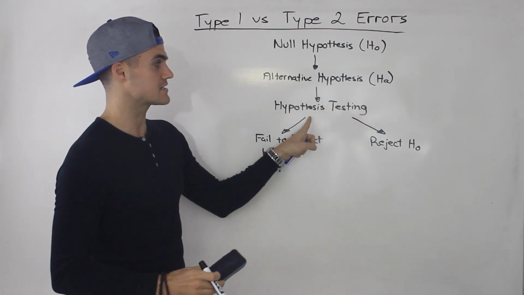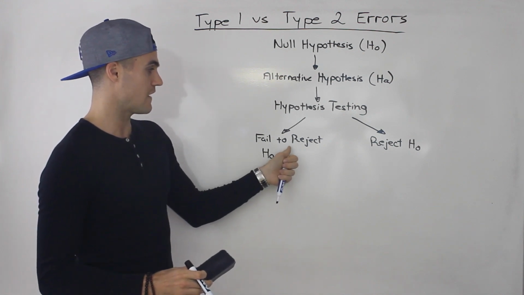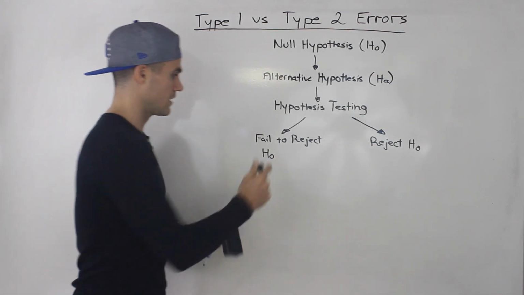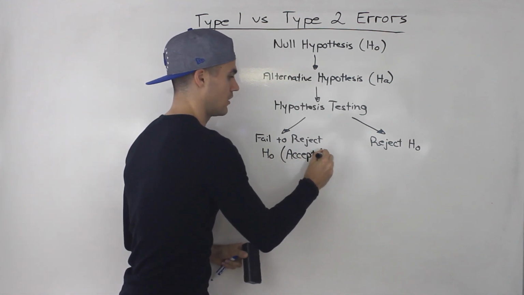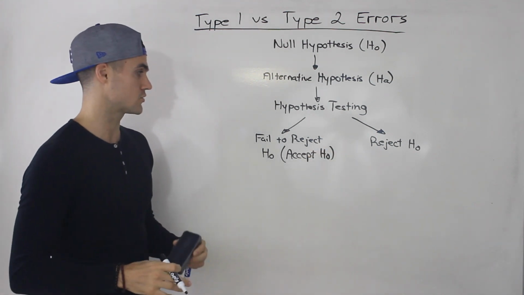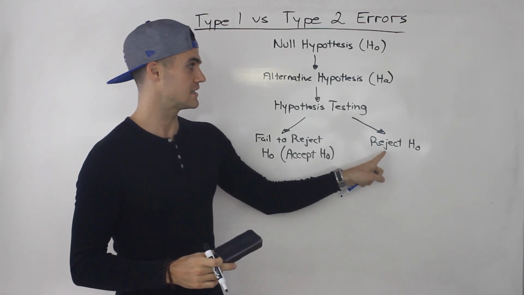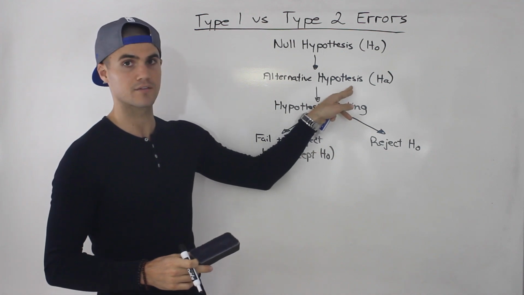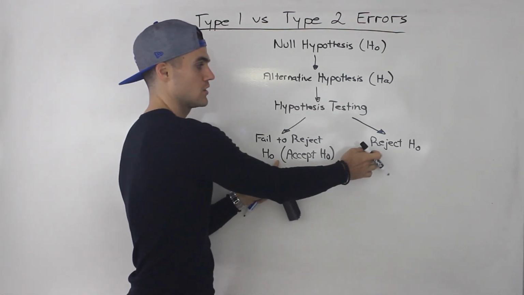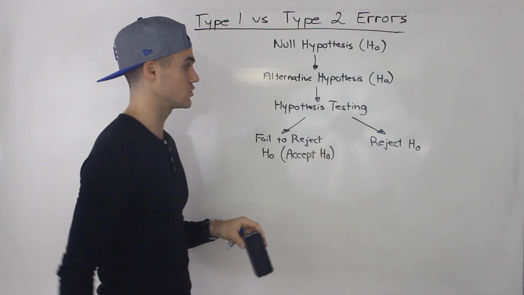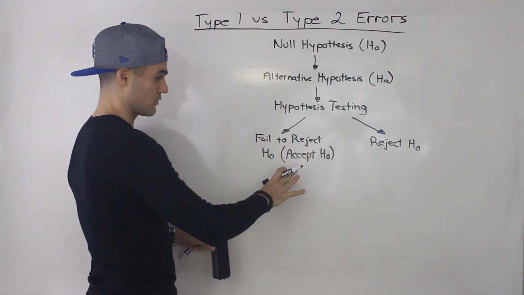So there's going to be hypothesis testing done, and then depending on the results, you're either going to fail to reject the null. Another way to think about this is accepting the null to still be true. Fail to reject the null or accept the null, or you're going to reject the null. You're going to see that there's enough evidence showing that the alternative hypothesis is more true than the null hypothesis. So those are the two conclusions that you could draw from hypothesis testing. I'm going to expand on this further now.